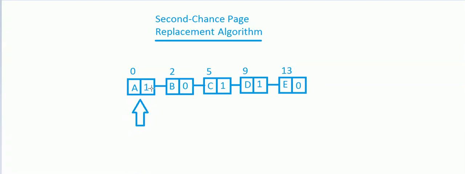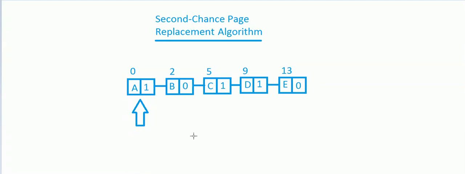Now there is an extra bit with each of these pages, which is known as the reference bit or the R bit, which indicates whether the page has been recently used or not. Like the reference bit R equal to 0 indicates that the page has not been used recently, while the reference bit 1 indicates that the page has been used recently, or you can say that the page has been used after the latest clock tick.